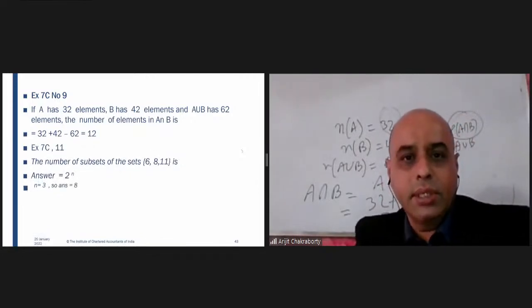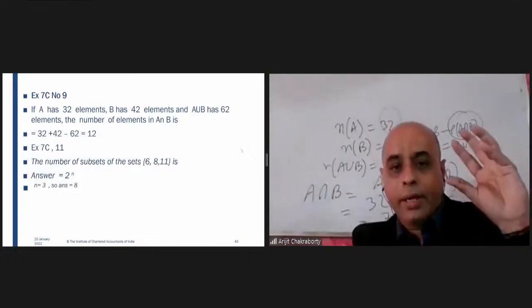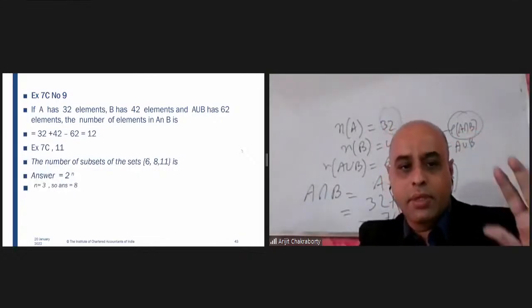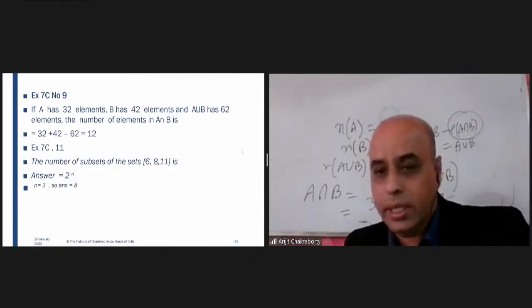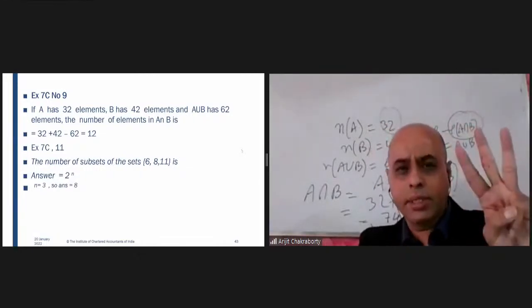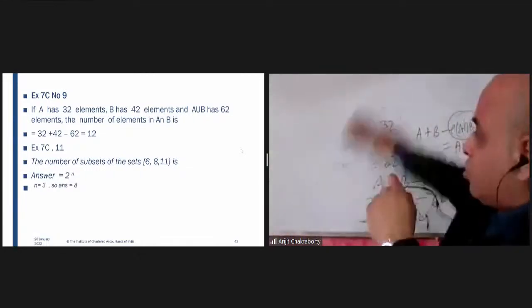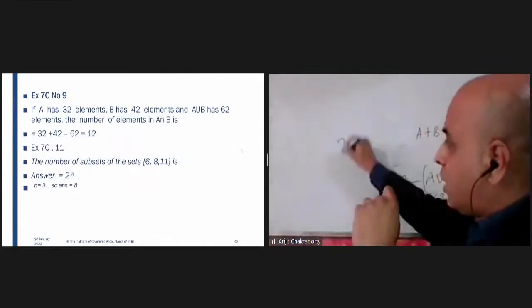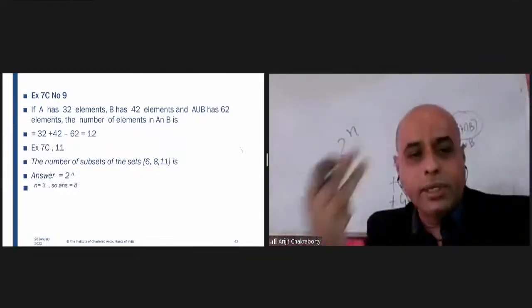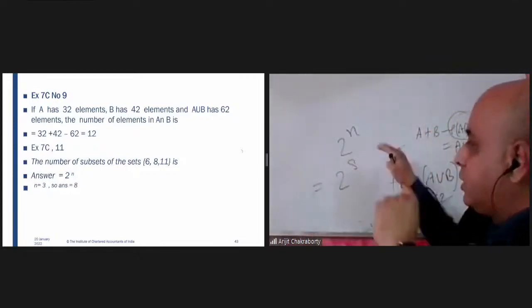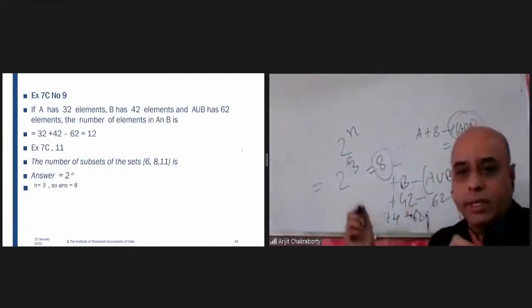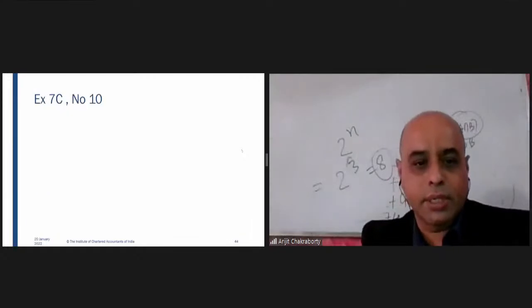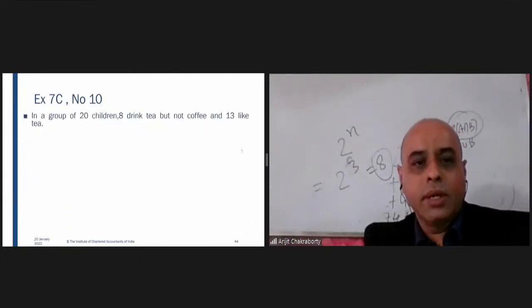Next question, exercise 7C, number 11. The number of subsets of the set 6, 8 and 11. Kindly note 6, 8 and 11. There are 3 elements, and we know that the formula is 2 to the power n. So if there are 3 elements, it has to be 2 to the power 3, which means 8. So the answer is 8 subsets.